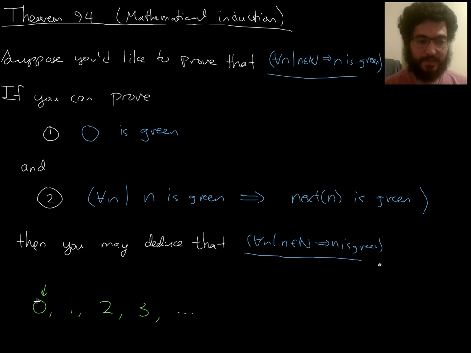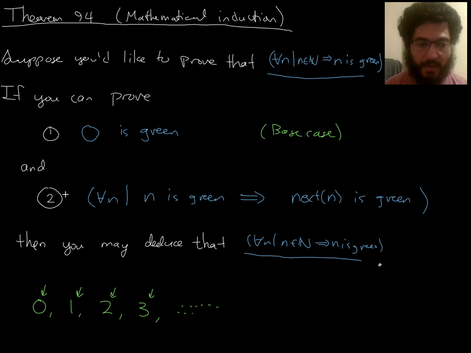So you've proven that 0's greenness implies 1's greenness, and you do have that 0 is green from up here. And 1's greenness then implies 2's greenness, which implies 3's greenness, and so on. So what this is basically enabling is almost an infinite collection of conclusions coming from an infinite chain of implications. And all you need is something that starts the chain of implications, which is the base case. So this is called the base case.